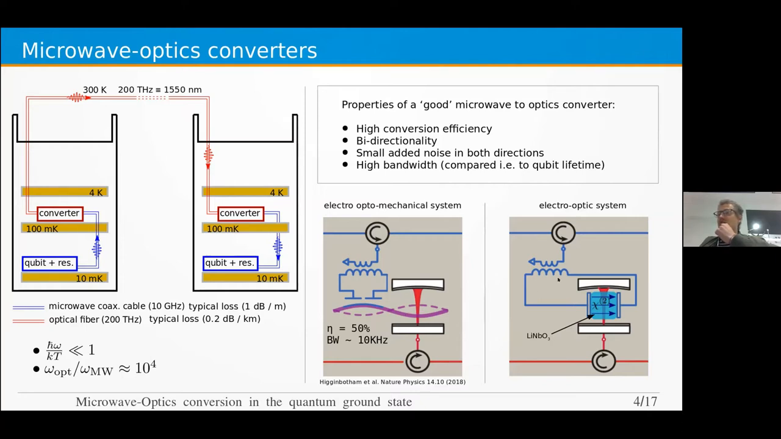The approach that we use is more direct. We couple directly the microwave to the optical cavity by means of a nonlinear crystal. So when the microwave cavity oscillates and when the field appears between the two plates of the capacitor, this field changes the index of the lithium niobate crystal. This in turn changes the resonance condition for the optics and hence the coupling.